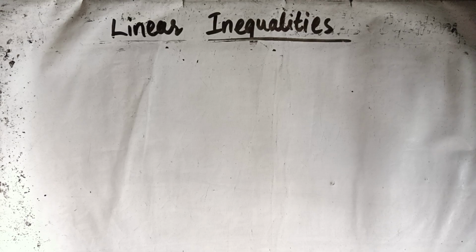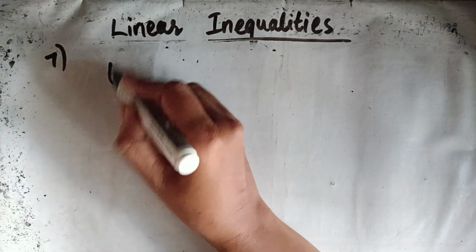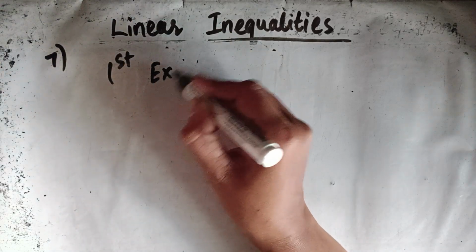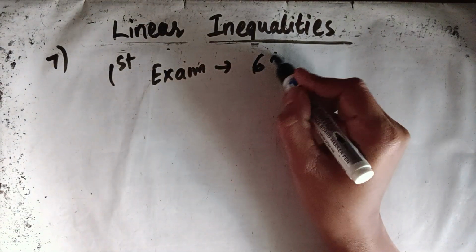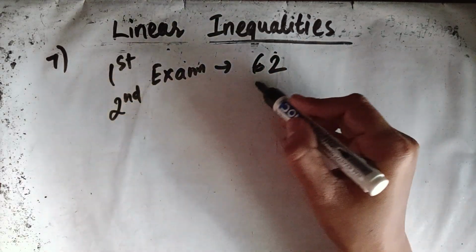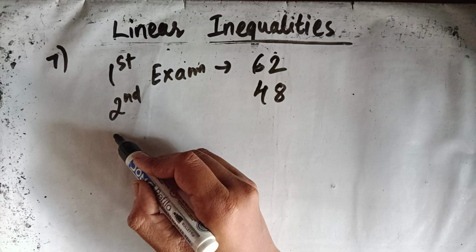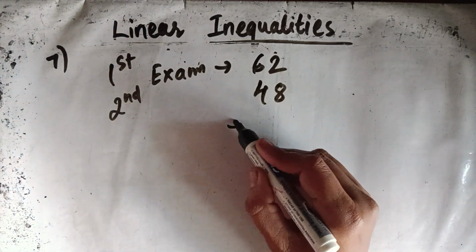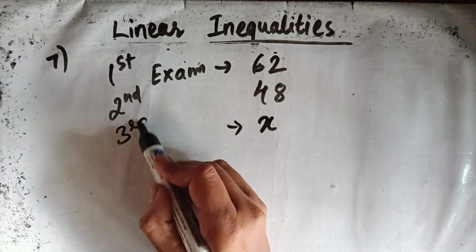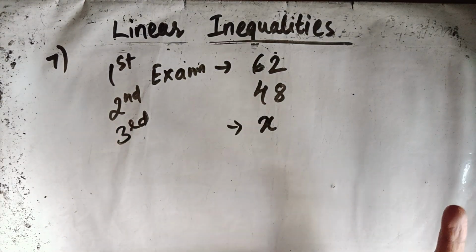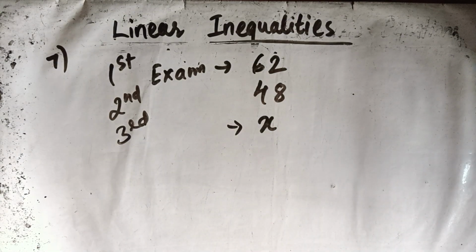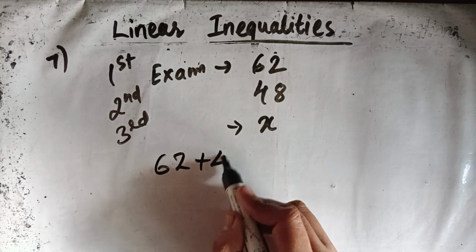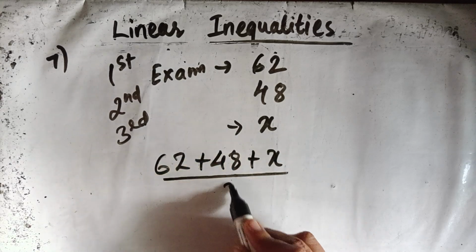So how do we find the average? Suppose in the first exam he got 62, in the second exam he got 48, and in the last exam we don't know how many marks he got, so we are taking it as x. Average means you have to add everything and divide by the number. So 3 are there. So (62 plus 48 plus x) divided by 3.